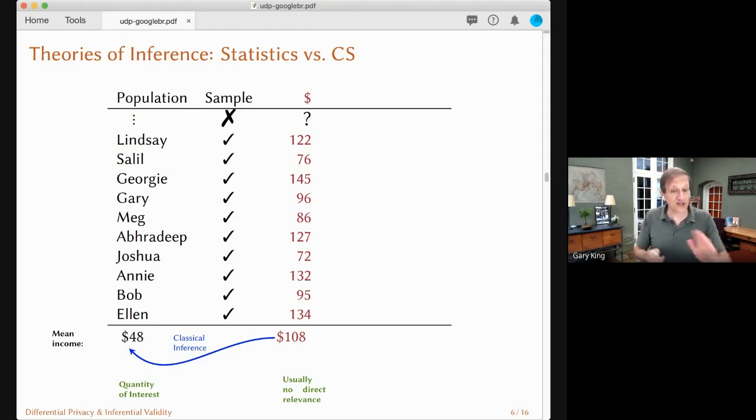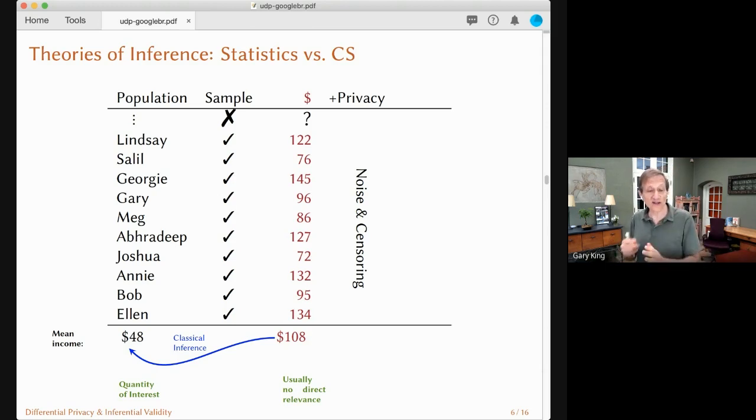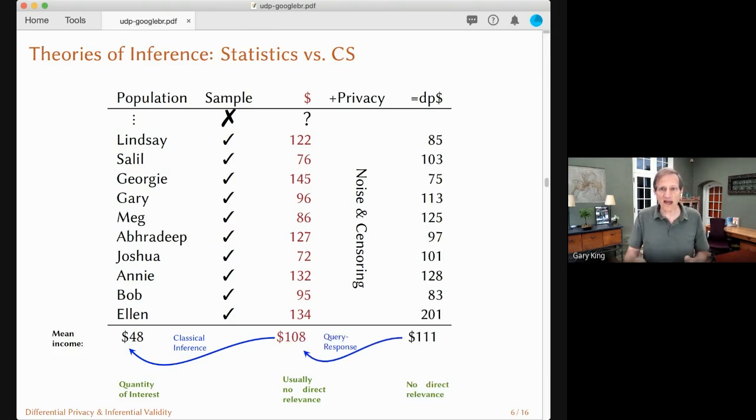And then we're going to protect it with differential privacy, and the way to do that is you add noise and censoring. So in the CS literature, they call it clamping sometimes, or things like that. But in statistics, that's censoring. You take a number that's larger than a certain value and you bring it back down to that value. Or if it's too negative, you bring it into that value. We call that censoring.